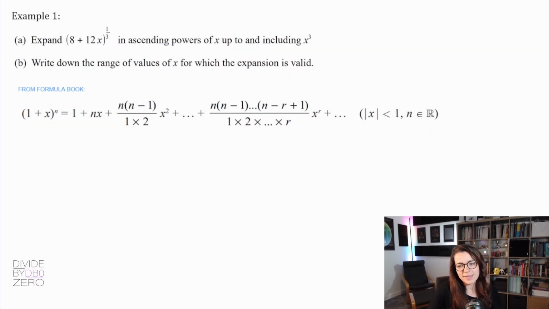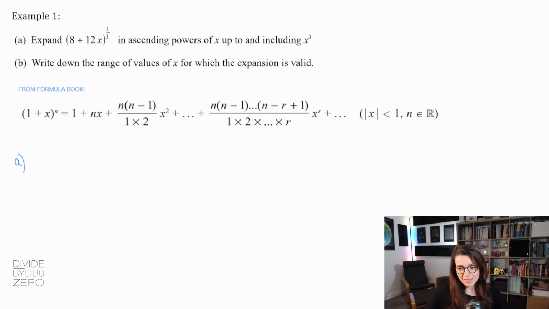Here's the example. Expand (8 + 12x)^(1/3) in ascending powers of x up to and including x cubed. And then part B, write down the range of values of x for which the expansion is valid. Starting with part A, we need to use the formula that's going to be given to you in your formula book.